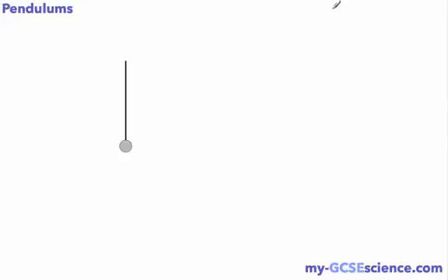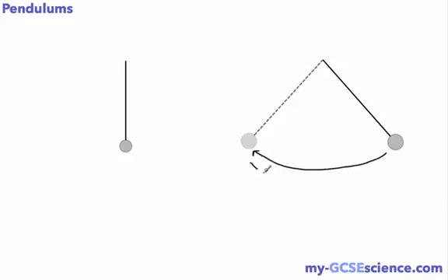Hello, in this video I'm going to talk about pendulums and just a couple of factors that you need to take into account when looking at how pendulums swing. So a simple example of a pendulum is just a weight or a mass on the end of a string, and you can imagine that if you pull it over to one end, you could let it go and then this pendulum would swing. So it would go from one point to the other and then back again.